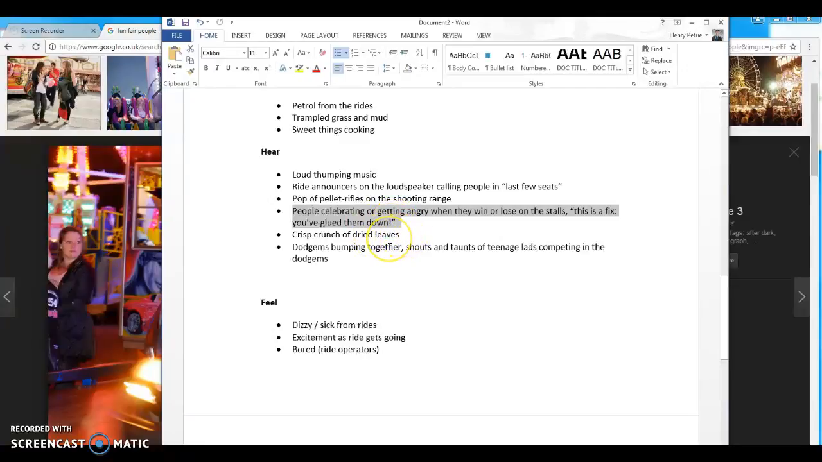I also thought maybe might have some quieter moments, particularly as people are walking towards the fair, so they might hear the crisp crunch of dried leaves under their feet. And maybe this could be a good way to build into the louder noise. So if I'm thinking about the structure, I want to start it off very quietly with this crunchy leaves, build it up to this loud thumping noise, and I have a nice contrast there.